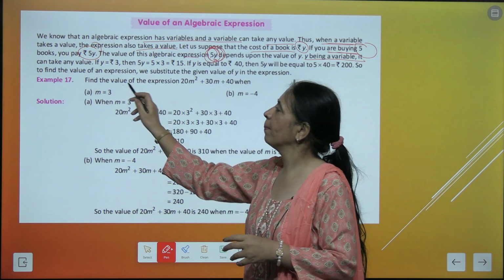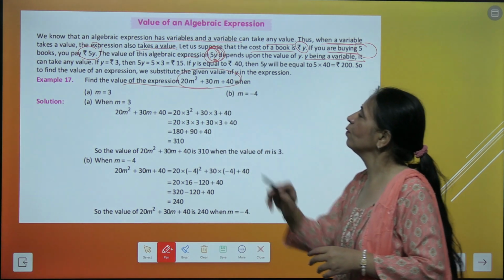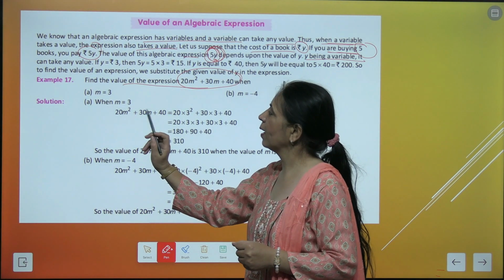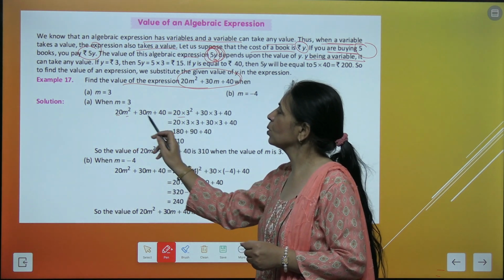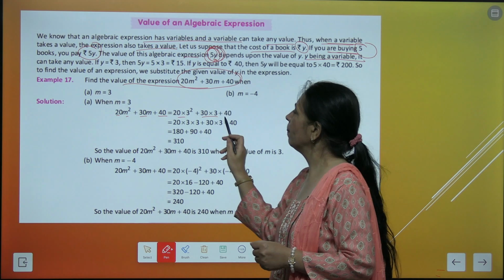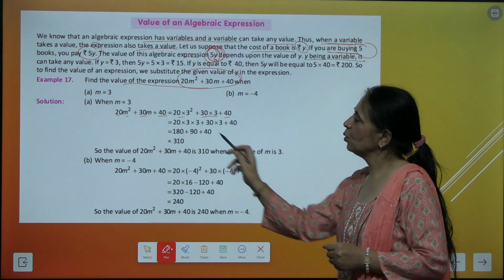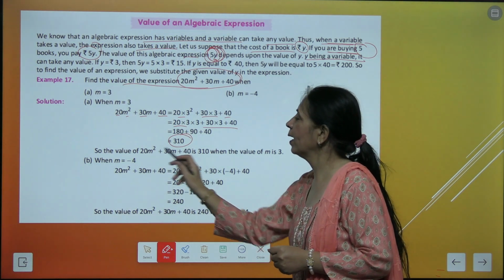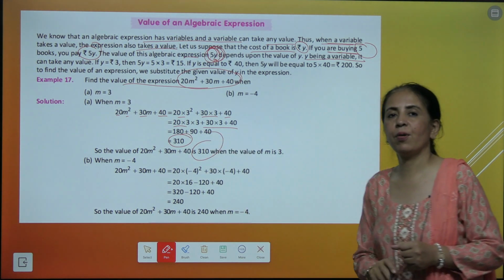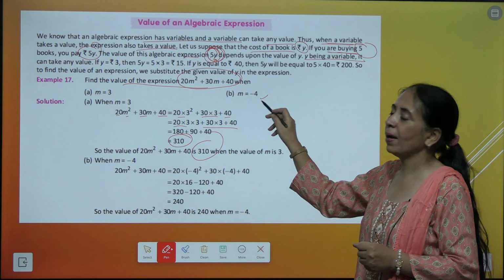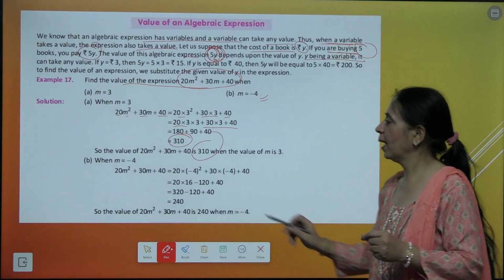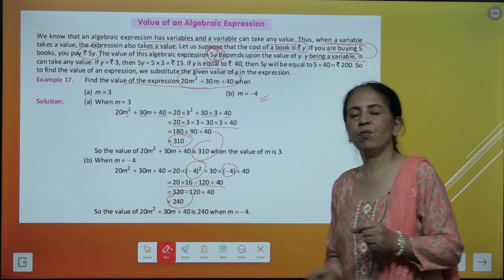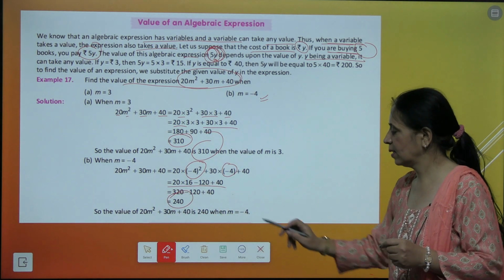Now let's take the example. You have to find the value of the expression where the value of m is 3. So we will put 3 in place of m: 20 multiplied by 3 square, 30 multiplied by 3 plus 40. Okay, and you solve it. After solving, we get 310. So we get the final answer as 310. Now, if I take m as -4, wherever m is written we write -4, we solve it, and we get 240 as the answer.